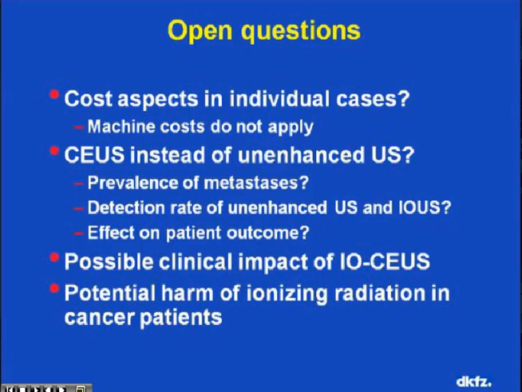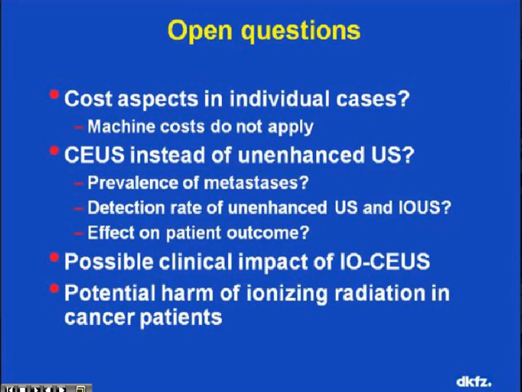So the questions which we did not cover are, what are the cost aspects in individual cases? What happens if we use CEUS instead of unenhanced ultrasound? Here, what is relevant is the prevalence of metastases, the detection rate of unenhanced ultrasound and intraoperative ultrasound have to be taken into account, and of course the effect on patient outcome. We have not discussed the possible clinical impact of intraoperative CEUS, which is being explored, and of course we did not discuss the aspects of ionizing radiation.